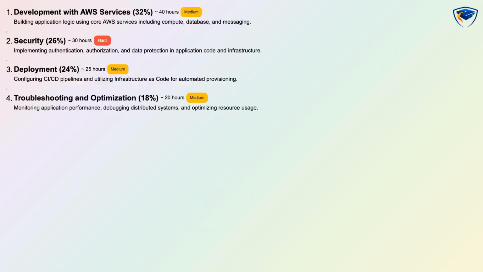The exam is organized into 4 domains with clear weightings to guide your study time. Development with AWS Services is 32%, security is 26%, deployment is 24%, and troubleshooting and optimization is 18%. Each domain lists a focus, difficulty level, estimated learning time in hours, and the assessment type you will face on the exam. I will summarize what you must learn in each domain and highlight the most important topics to practice in hands-on labs and scenario questions.